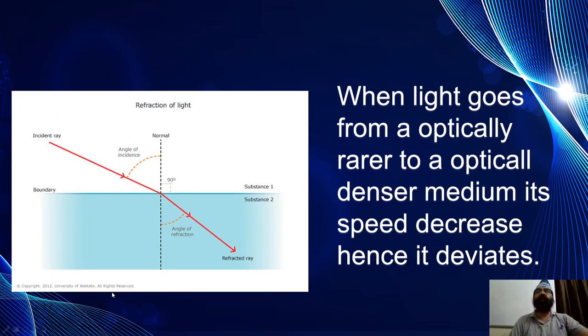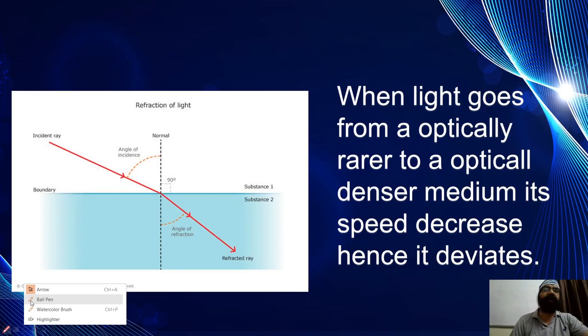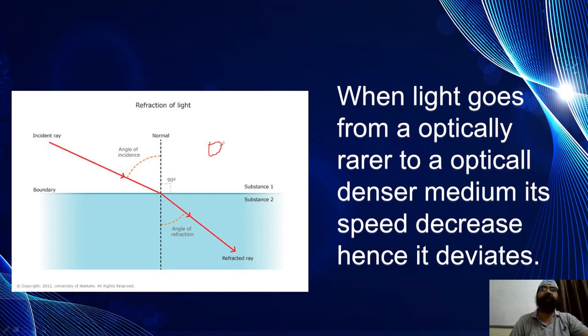See, when light goes from an optically rarer medium to an optically denser medium, its speed decreases and hence it deviates. Now this is the boundary. Substance 1 is optically rarer, and medium 2, water over here, is optically denser. So when light comes obliquely, at an angle, its speed changes. Instead of going at the same speed in a straight line, the speed falls as this medium is optically denser. And hence, it bends towards the normal.